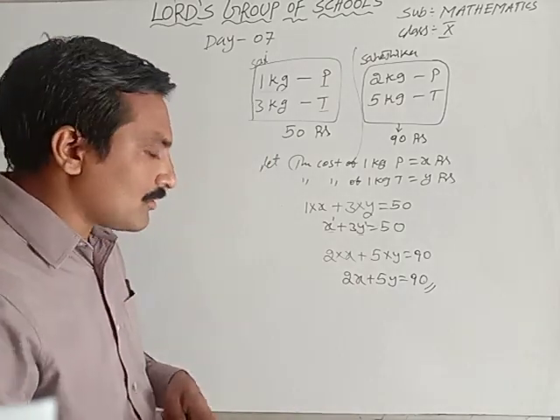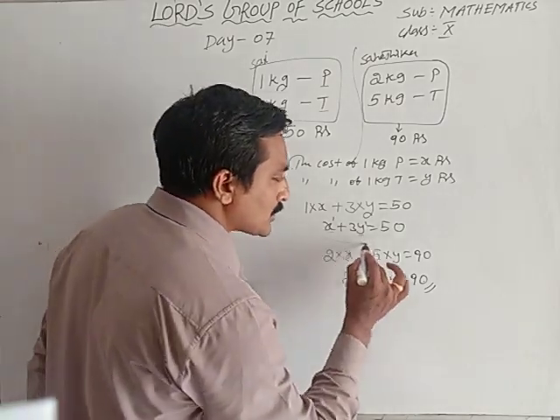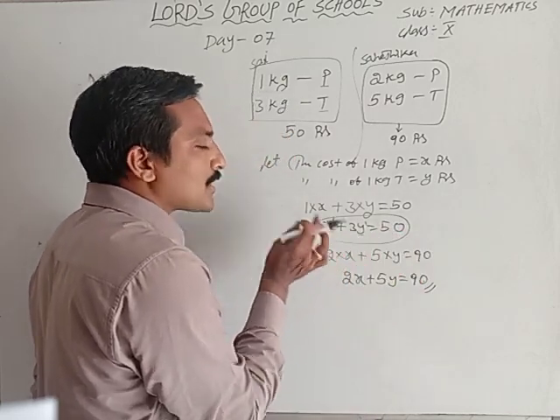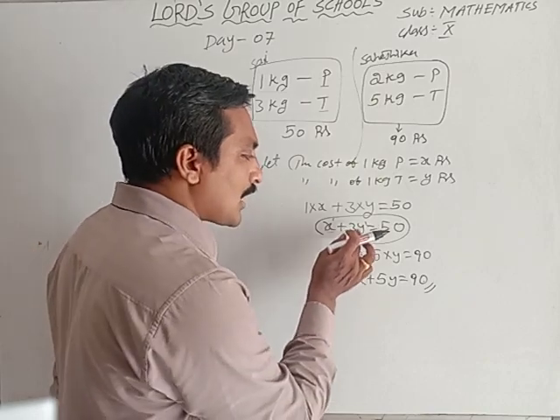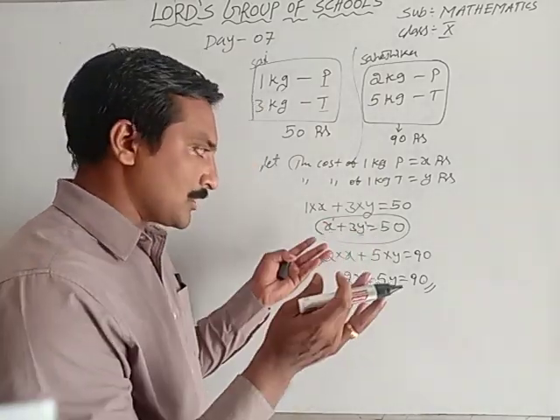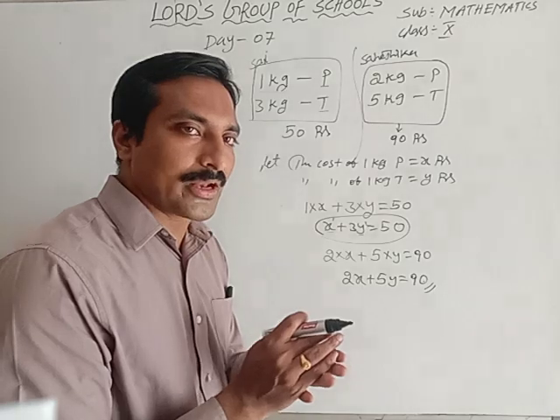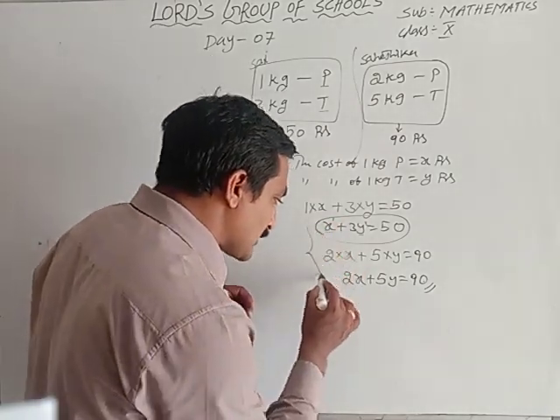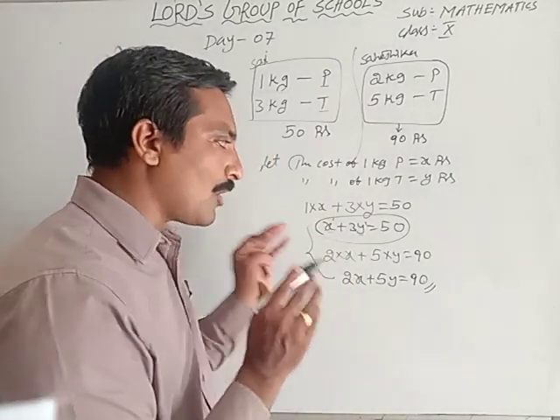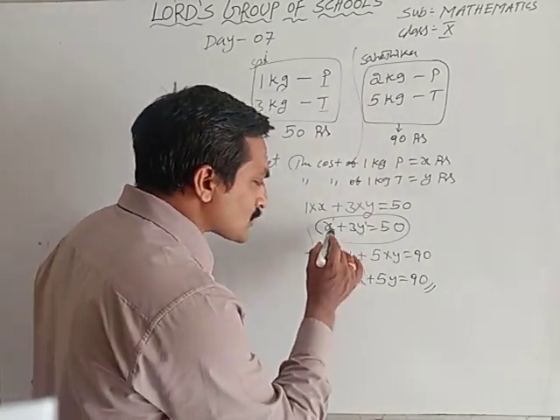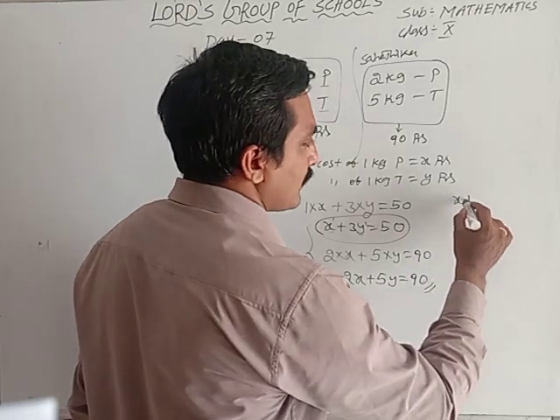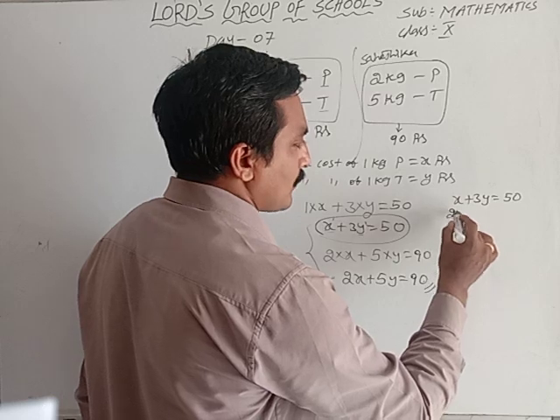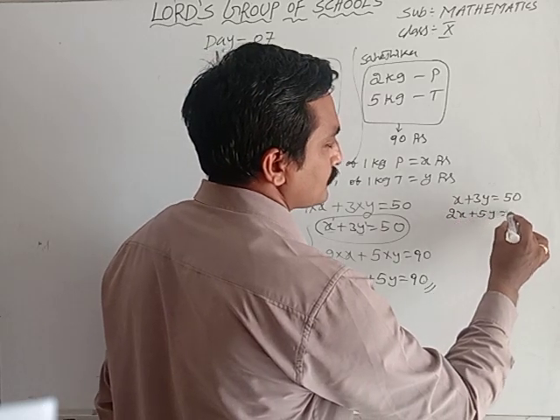If only one student's equation is given, then what is the cost of 1 kg tomato and what is the cost of 1 kg potato? It's not possible. Different values will be obtained, infinite values will be obtained. But when using these two conditions, you will get proper values. How to get them? What are these two equations? x plus 3y is equal to 50. 2x plus 5y is equal to 90.